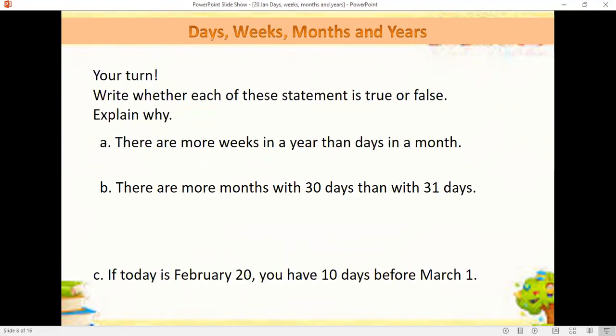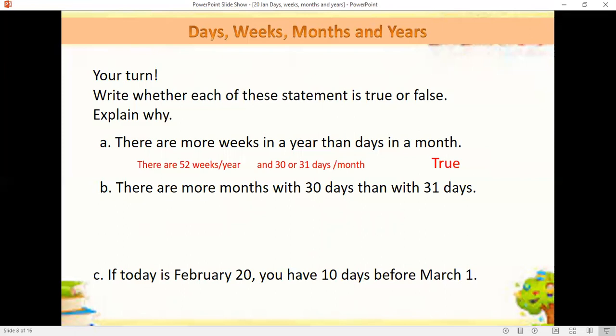Okay, so now let's try this one. Write whether each of these statements is true or false. There are more weeks in a year than days in a month. Do you think so? The answer is true. There are 52 weeks a year and there are 30 or 31 days in a month.